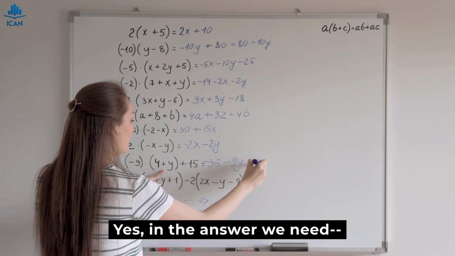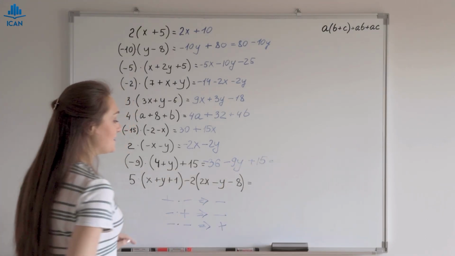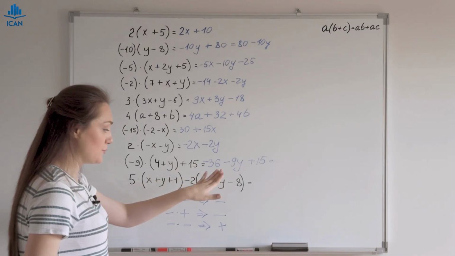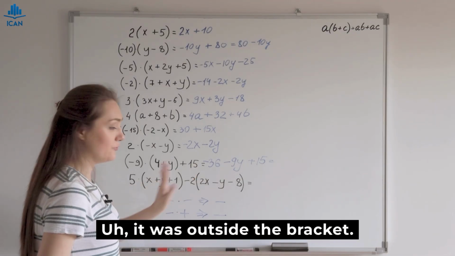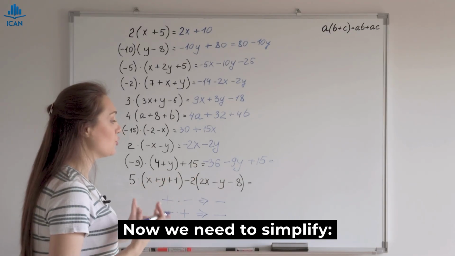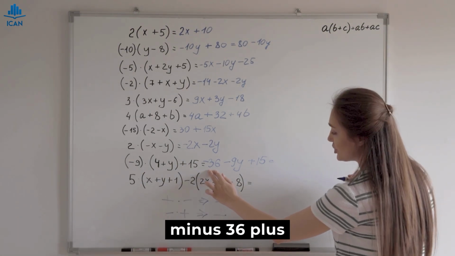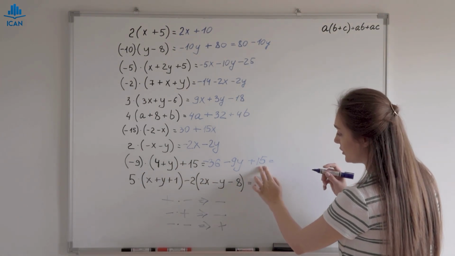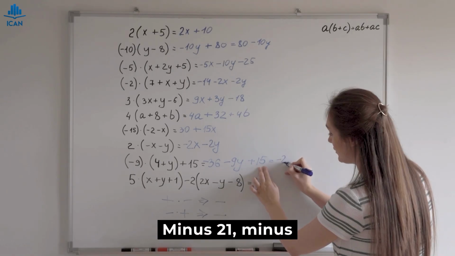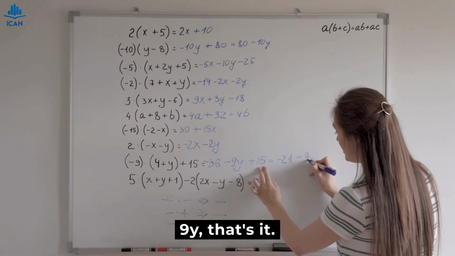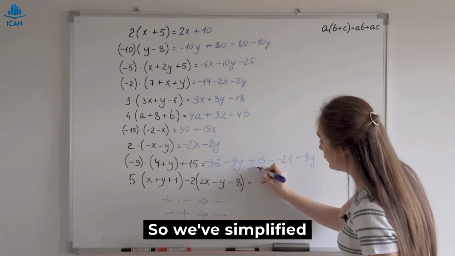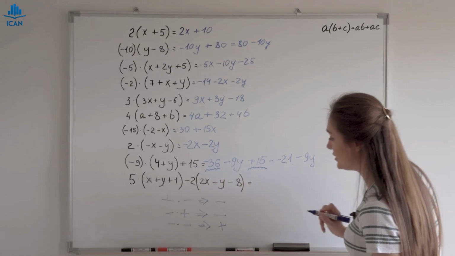Yes, in the answer we need 15. It was outside the bracket. Now we need to simplify. Minus 36 plus 15 equals what? Minus 21 minus 9y. That's it. So we've simplified this, right?